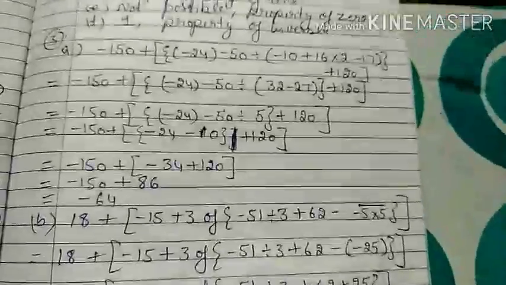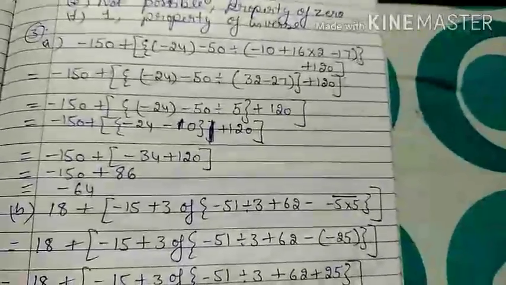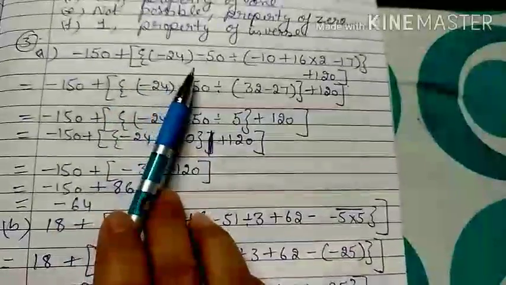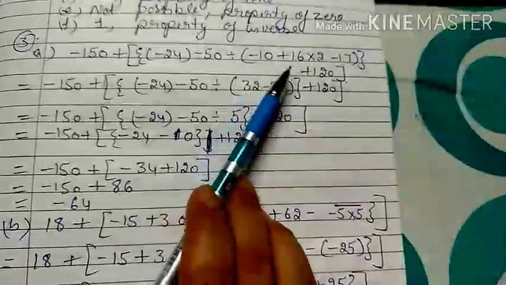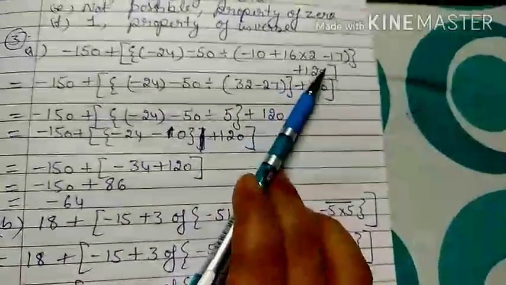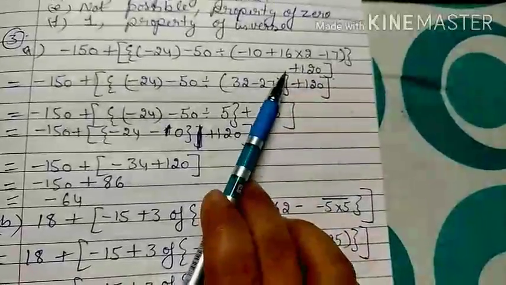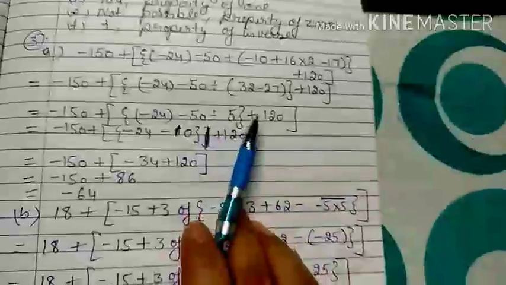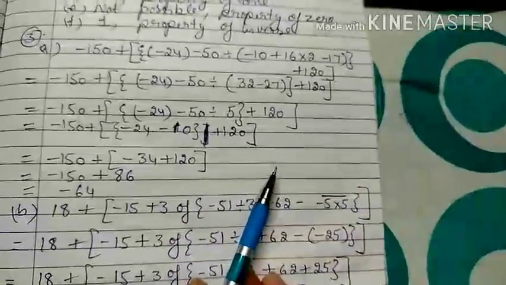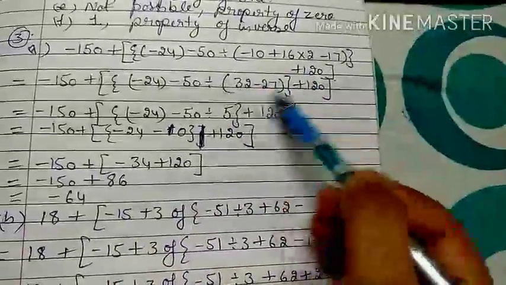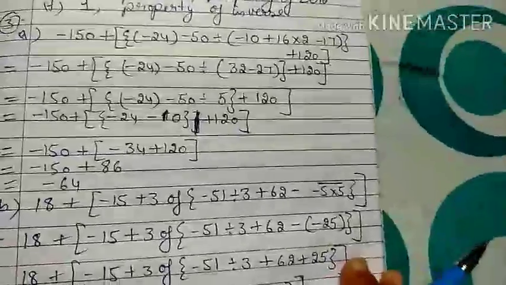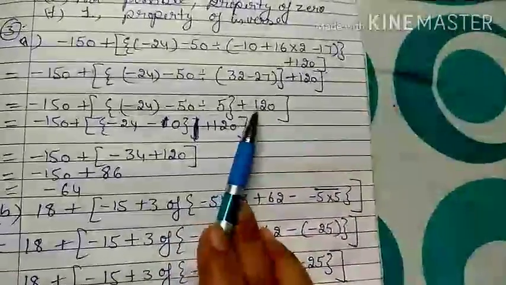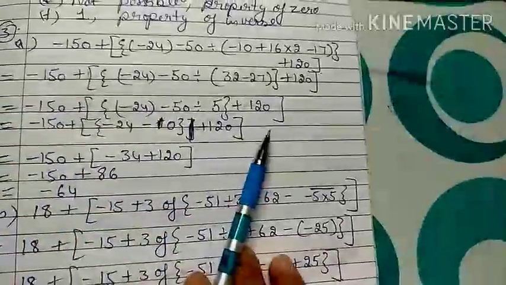Now your third question. Third question, A part, you have to simplify. If I have minus 150 plus minus 24 minus 50 divided by minus 10 plus 16 into 2 minus 17 minus 70 and plus 120. First of all, you have to check if there is a line bracket. If no line bracket is there, you have to go with the small bracket. Okay, so first you have to solve the small bracket. Other terms should be written as it is.